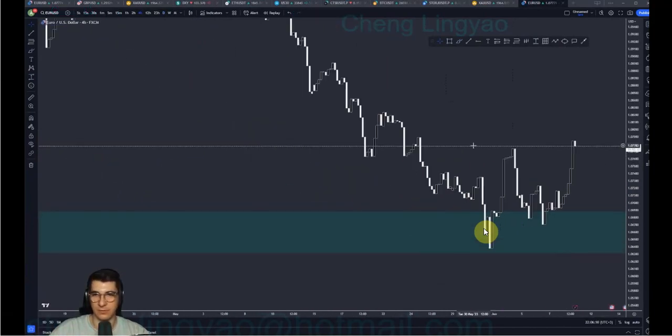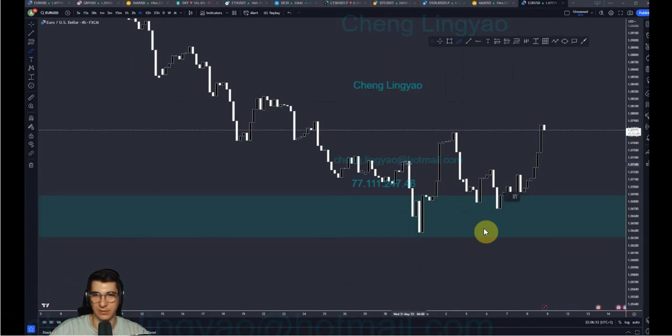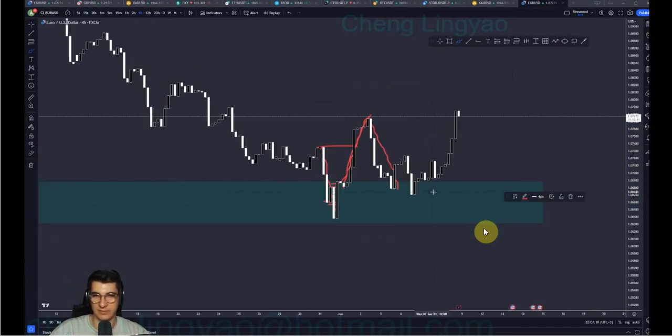4-hour, let's see 4-hour. You see the perfect change of character here. We took the low aggressively into the zone and then we had the 4-hour change of character. Even here was a smaller change of character because this also took the low and then it took the high and then another break of structure. So price returned to this area, which is the flip zone here. And you see the move up, which was around 100 and something pips.